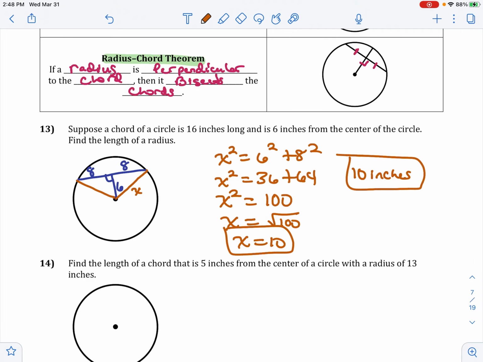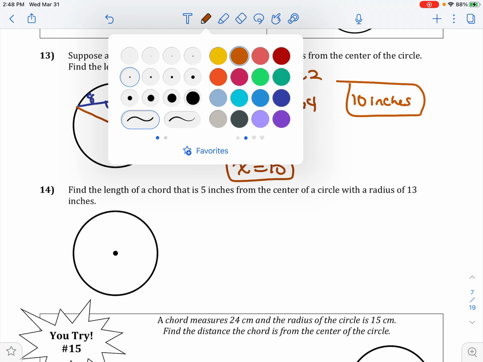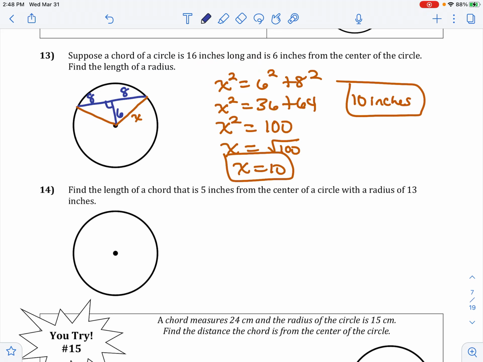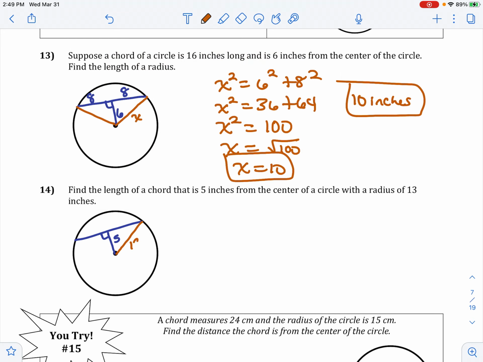So in problem 14, they might give us different information. Let's see what they give us this time. It says find the length of a chord. So we don't know this piece. But we do know it's 5 inches from the center of the circle, so I'll put my 5 there. And if it's a distance, it's a right angle. They also gave us the radius, so the radius is 13. Let me draw on the radius again. I'll just draw it on one side this time. They want to know the length of the chord, so if I find this piece here, I can just double it.